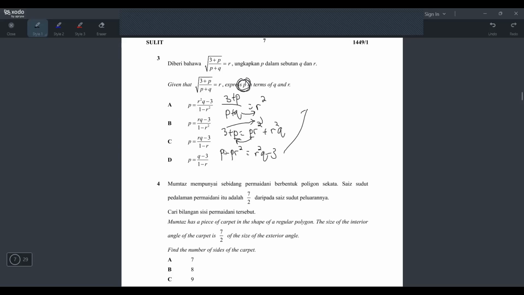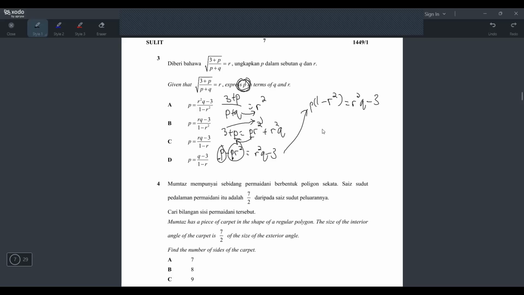And then we can continue here. Since this one and P, they both have P, we can factorize. Because if you want to find P, means you have to make the P single. So what I do is I will factorize out the P. What is factorize? Factorize means you take this one, divide P, you take this one, divide P. So what is P divide P? 1. What is negative P R square divide P? Negative R square. Right? So when you take out the P, means you have to divide. Okay, take out means divide, equals to R square Q minus 3.